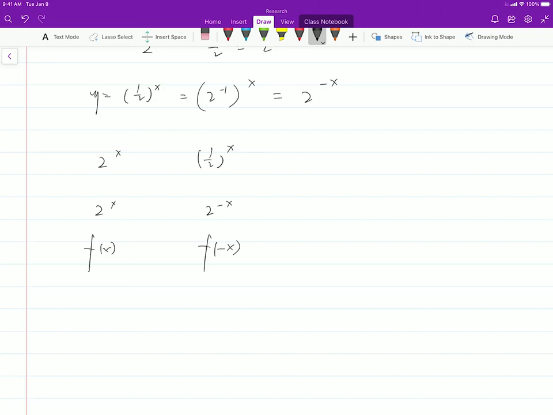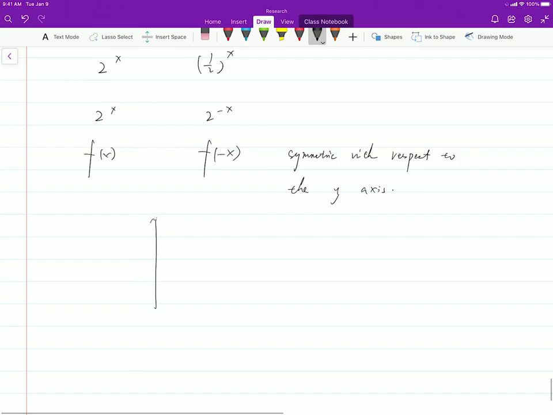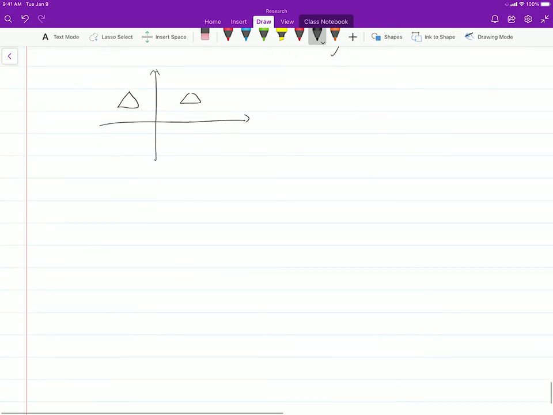Now, with what you have learned before in college algebra, this means the graphs are symmetric with respect to the y-axis, or more precisely, if one looks like that, the other one looks like that. Exactly the same, but symmetric.